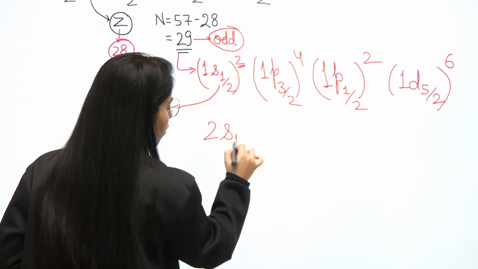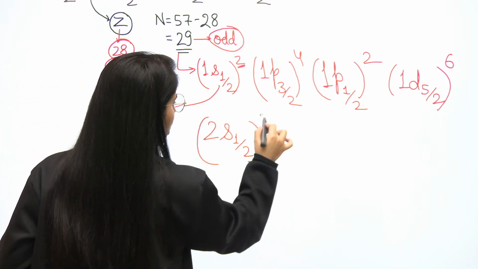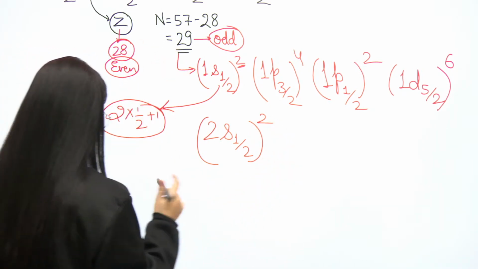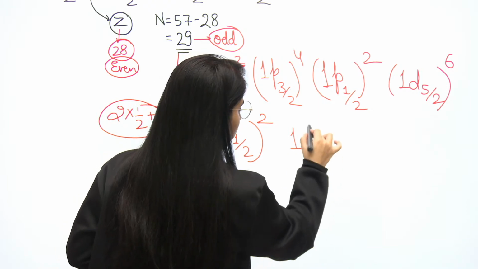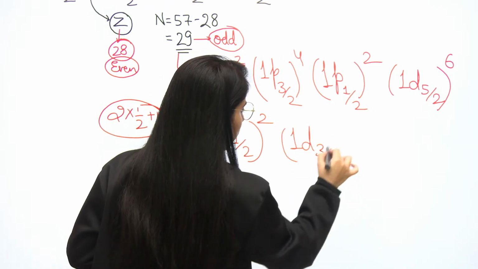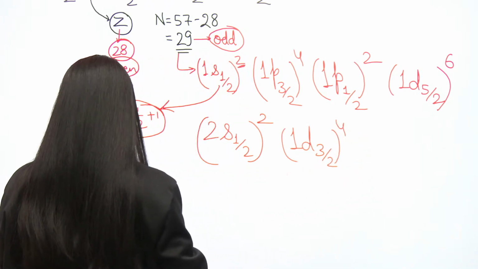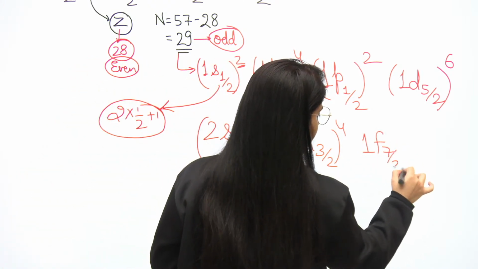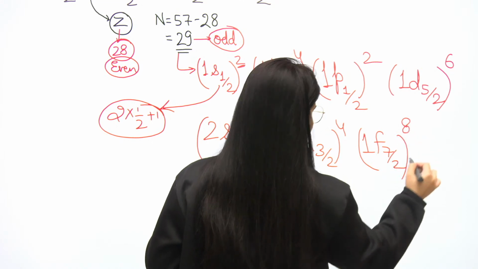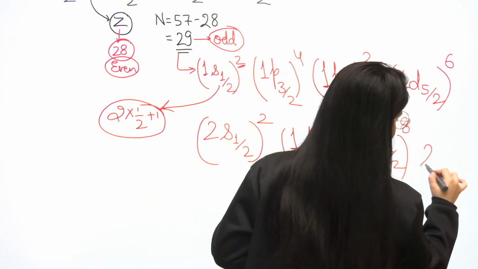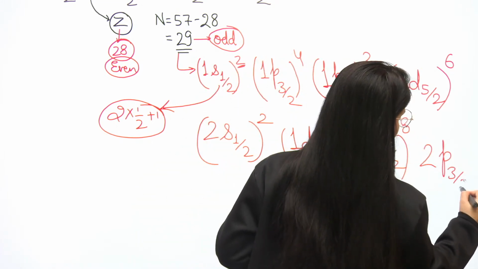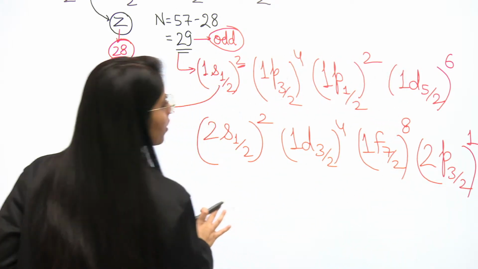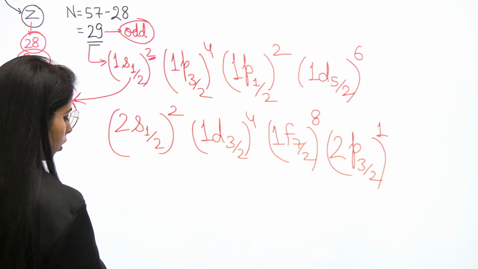After this, 2s 1/2 and 2. You have to write it till 29 here. After this, 1d 3/2 and 4. 1d 3/2 and 4 will be there. After this one, 1f 7/2 and 8. Clear? Then the last one is 2p 3/2 and 1. 2p 3/2 and 1. That's it. Let's count it. Whether we have mentioned it till 29, everything is here or not.